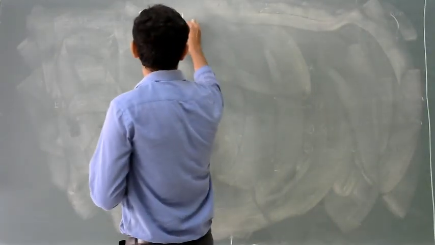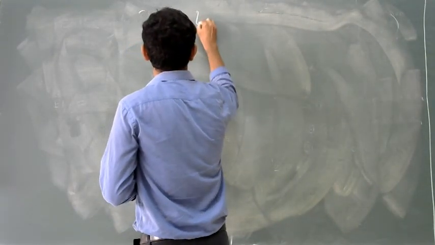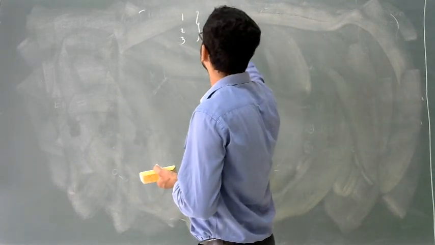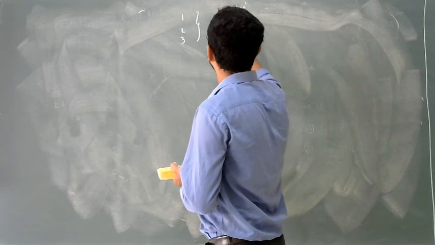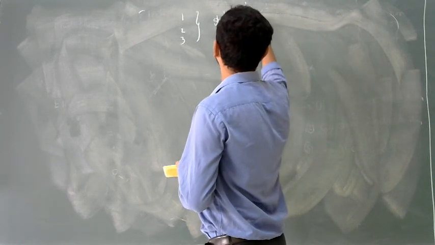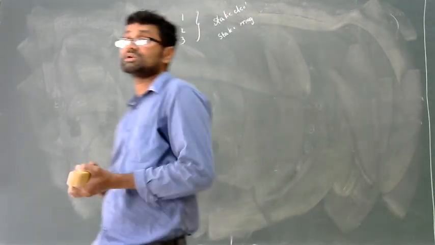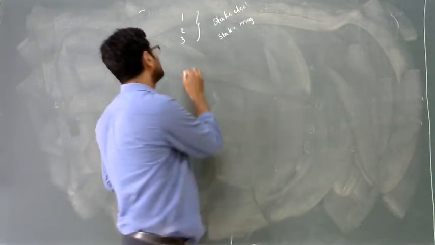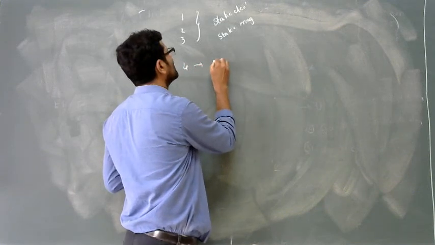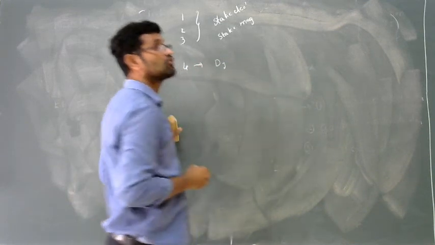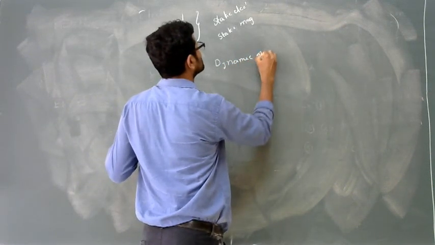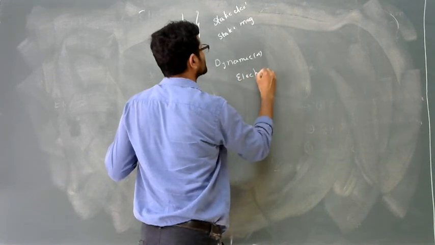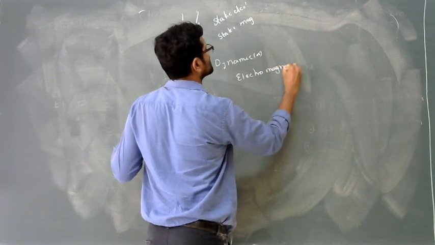Now in your regular syllabus, in the first 3 units, you are going to study about static electric fields and static magnetic fields. In the 4th unit, we are going to study about dynamic fields, time varying fields, means electromagnetic fields.